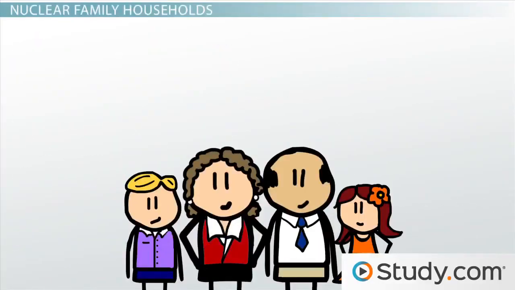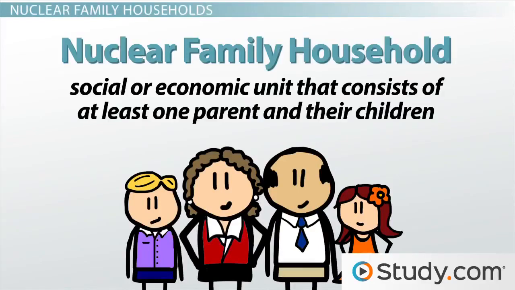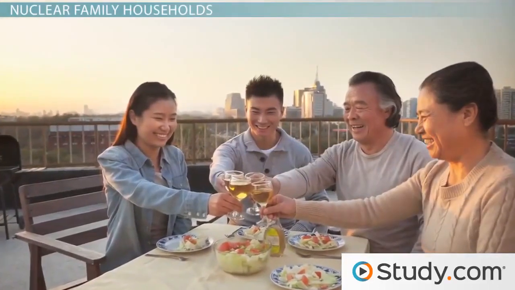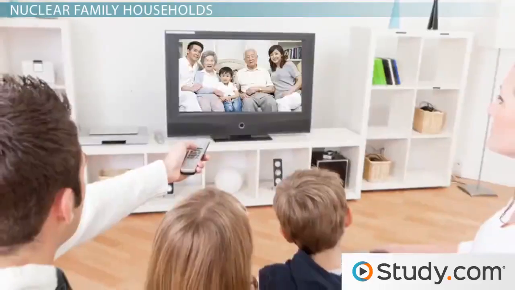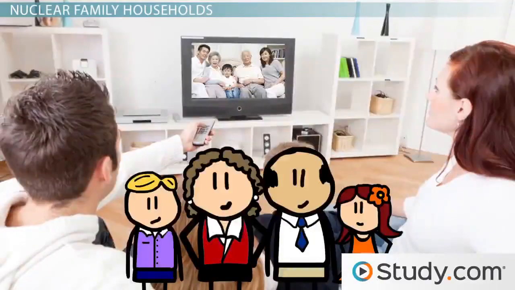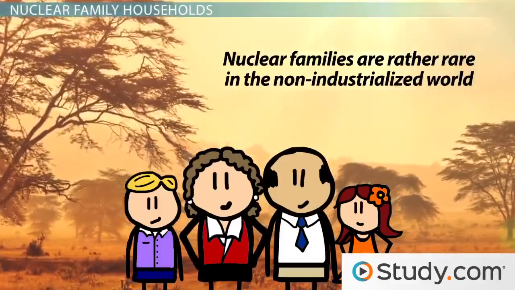Being very familiar to most of us, a nuclear family household consists of a single parent or a couple residing with their unmarried children. Historically, the nuclear family has been what the modernized world thinks of when we think of family. We see them all over TV, and they fill our movie screens. However, although they seem to be very commonplace to us, nuclear families are rather rare in the non-industrialized world.